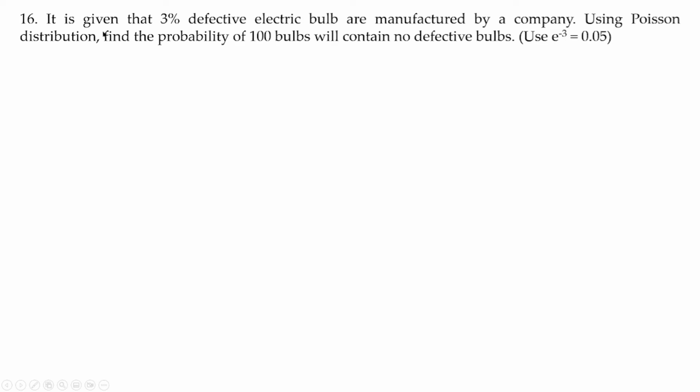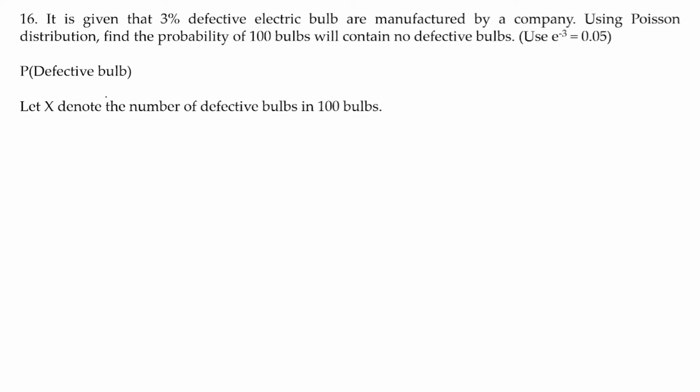Next question, it is given that 3% defective electric bulbs are manufactured by a company. Using Poisson distribution, find the probability that 100 bulbs will contain no defective bulbs. So here they have given the probability of defective bulbs and we have to use the Poisson distribution to find the probability that 100 bulbs will contain no defective bulbs. So the probability of a defective bulb, that is p, is given as 0.03. Now let us denote the number of defective bulbs in 100 bulbs by X. So n is 100 here. Lambda is equal to np. So it is 100 into 0.03, which is 3. So X follows a Poisson distribution with 3 as the parameter.